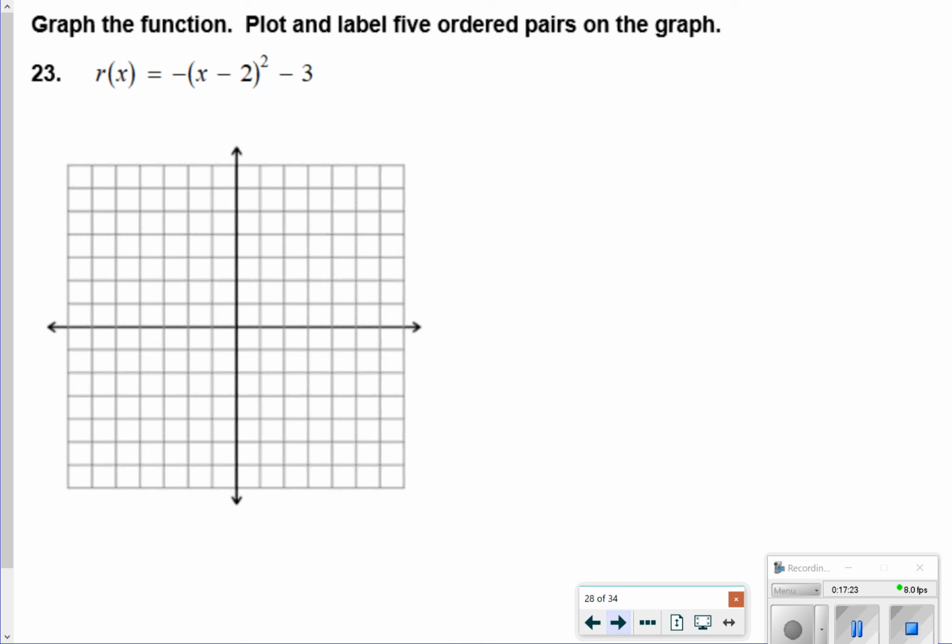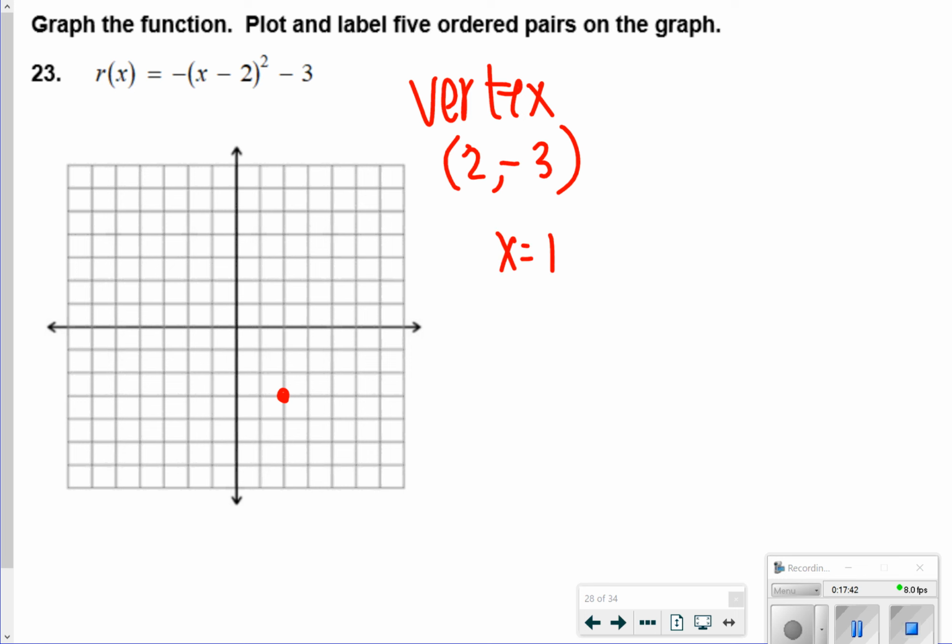The last page, all we're doing is graphing. You're going to plot and label 5 ordered pairs. So again, what might help first is do your vertex. So your vertex is 2, -3. So over 2, down 3. 1, 2, 3. And then I just did when x is equal to 1 and when x is equal to 0, just because they were different distances, and I was able to plot and do these kind of quickly.